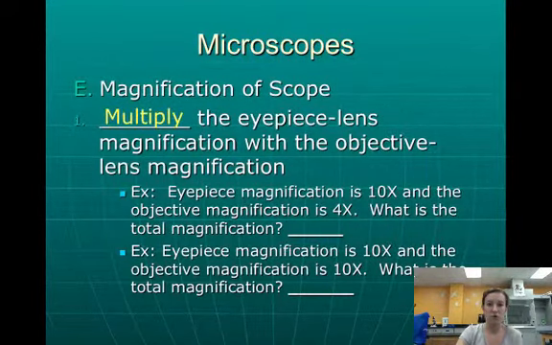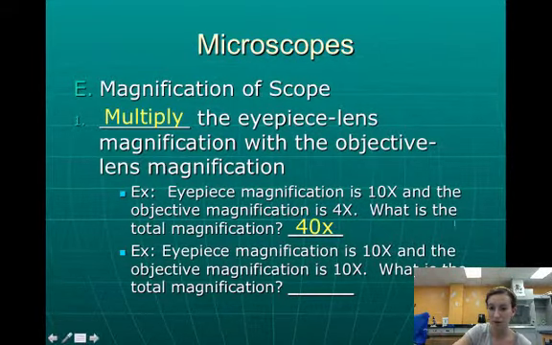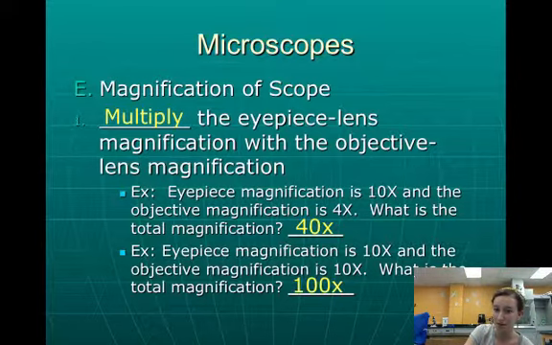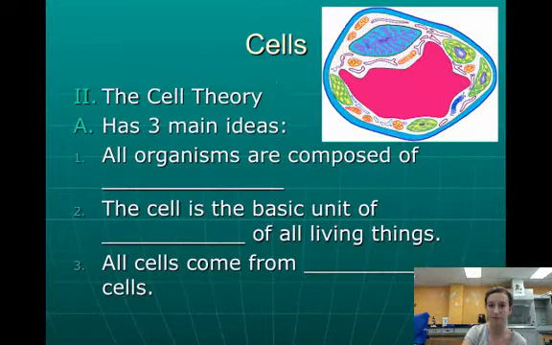Magnification of scope. You multiply the eyepiece lens magnification with the objective lens magnification. I sort of gave you an example of this a few minutes ago. The eyepiece magnification is 10 times and the objective magnification is 4 times. What is the total magnification? Well, what's 10 times 4? 40 times. So when we're looking through our 4x objective, we're actually seeing the object 40 times bigger than it actually is. When we're using our 10x objective, and we multiply that by our 10x lens that's in the eyepiece, what's our total magnification? Well, 10 times 10 is 100 times. So when you're using your 10x objective, it is 100 times bigger than it is in real life.